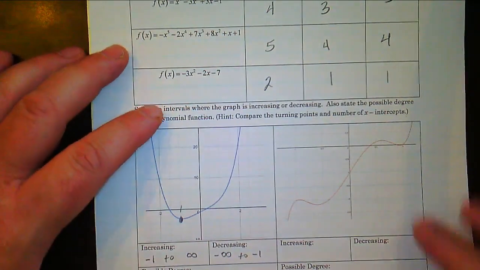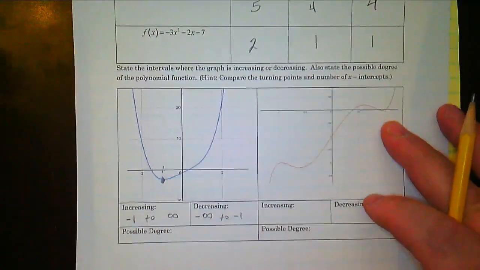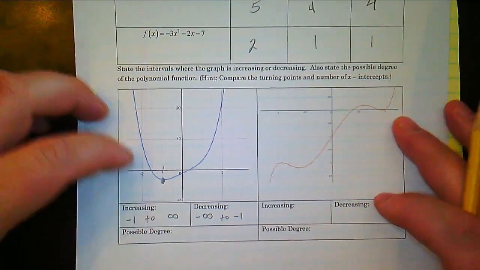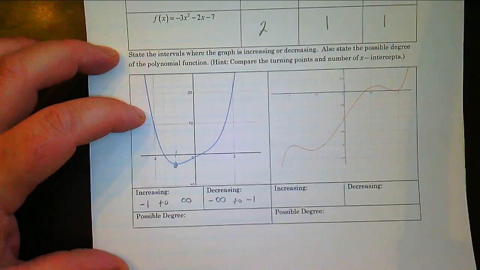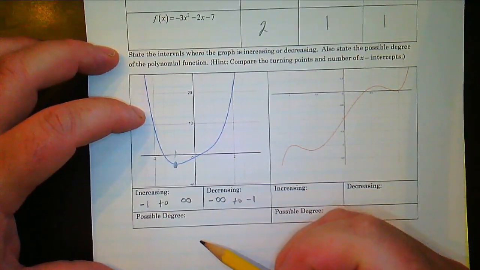Estimating that, we don't know for sure because we just have a picture. So we don't know what the function is. We don't actually have graphing software making this graph. It's just a screen capture of it. So I'm going to assume that's at -1. All right. Now the possible degree.